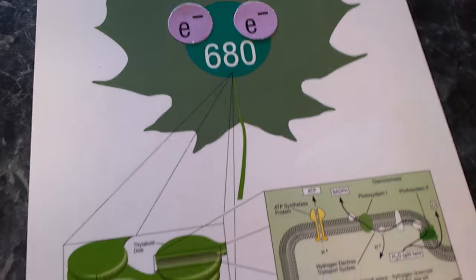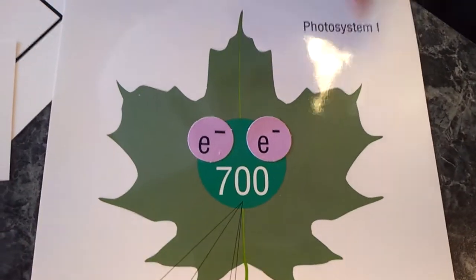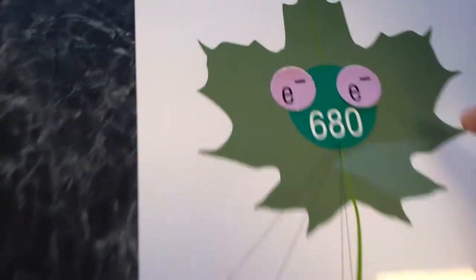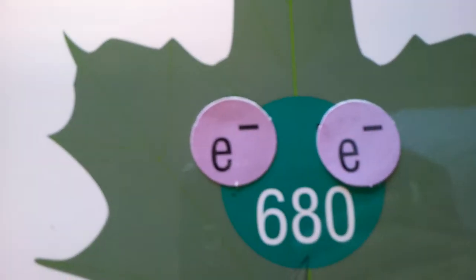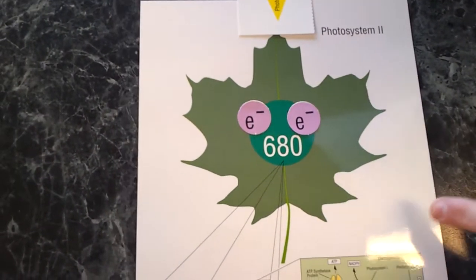As in photosystem 1, the electrons cascade down an electron transport chain giving off energy. These electrons are then moved to photosystem 1, where the process can begin again. When chlorophyll 680 gives up its electrons, it becomes positively charged. This positively charged P680 molecule produces a strong pull on the electrons in water molecules. In a process known as photolysis, water is split.